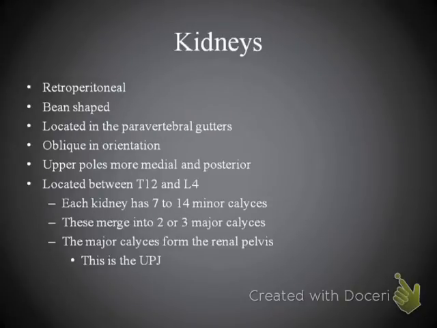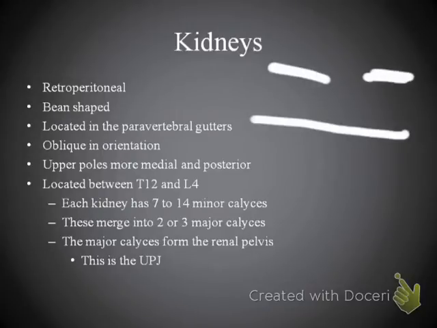So if we begin with the urinary system, we see that we have the kidneys. They're retroperitoneal, as we found out before. They're bean-shaped, and they're located in the paravertebral gutters. They're oblique in orientation, meaning that if we're laying flat on our back, the kidneys do not lie flat. The kidneys are actually more of an oblique fashion. The upper poles are more medial and posterior. They're located between T12 and L4. There is no given position that they're going to begin at T12. Sometimes they begin at L1, but usually they're ending by L4.